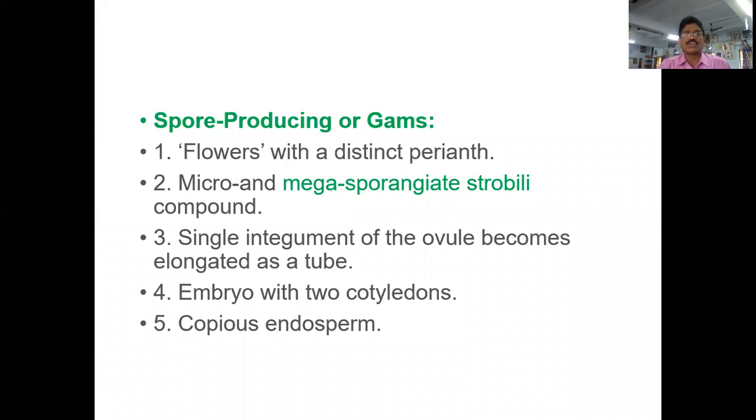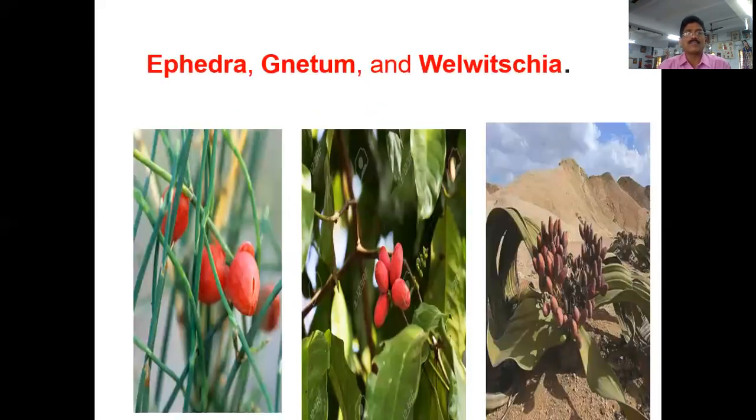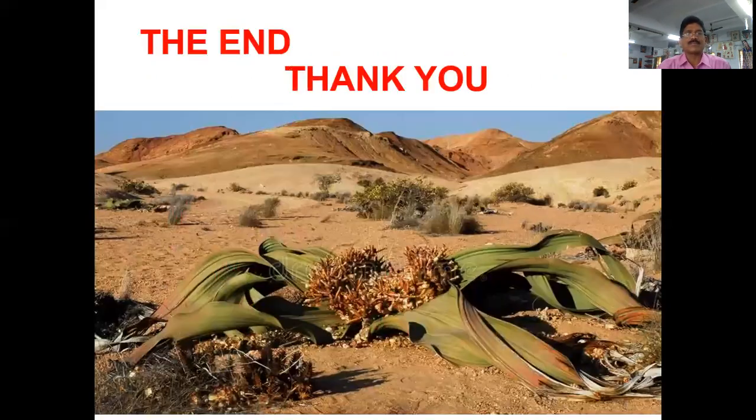So how do the spores protect the plants? When you see the flowers with a distinct perianth, micro and megasporangium are there. The single integument of the ovule becomes elongated into a tube-like structure. Embryo with two cotyledons and copious endosperm. So when you see the example of these plants, Ephedra, this is a plant of Gnetum, this is Welwitschia. When you see these plants, these plants are herbs and shrubs. Some tall plants are also there.